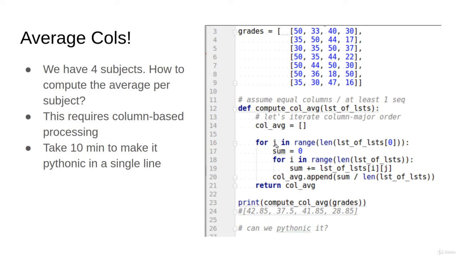So I'm iterating for j, for a column, over the length of list of 0. List of 0 is this list, the length of it is 4 for 4 columns. Then you start to iterate over every row according to the length of list of lists, and then sum all of the items and then divide by the length of the list. The code is definitely not Pythonic at all.